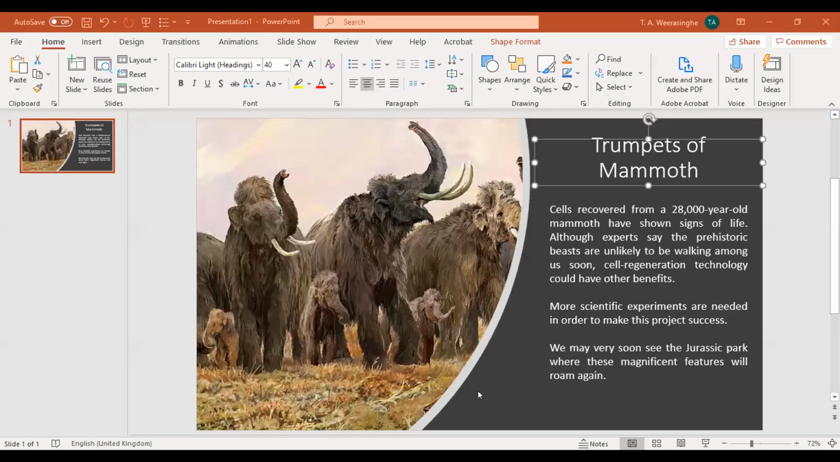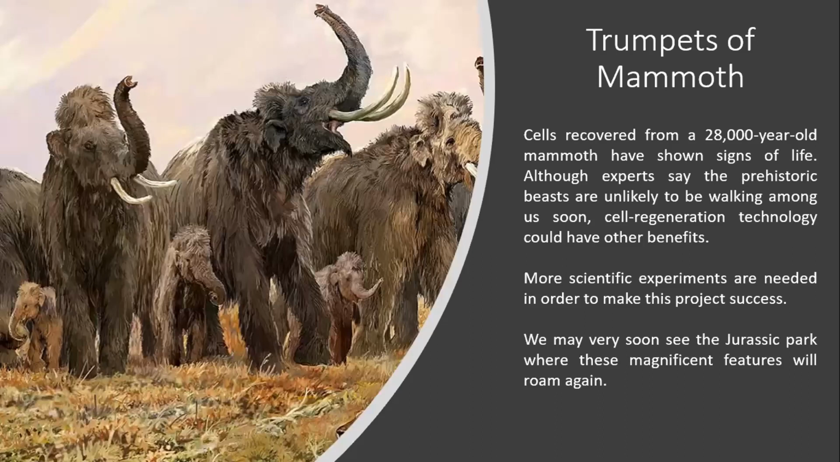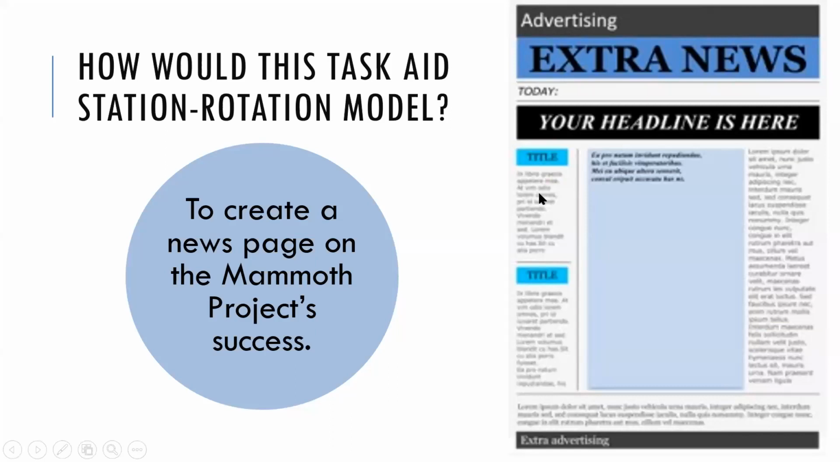Thank you, Tushani. This is from group four. See? Okay. Trumpets of Mammoth. That's really nice. Very interesting, because it gives all the data as well, information. Thank you. Last group, please. Did we do all those? I think not. One group is missing, but we'll do this again.